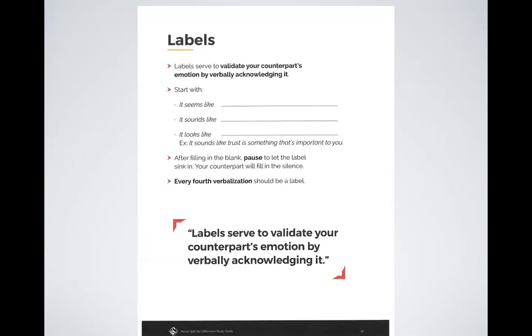Labels serve to validate your counterpart's emotion by verbally acknowledging it. Start with, it seems like you're upset today. It seems like you feel that something really hasn't gone the way it should have gone. And then silence, and allow them to respond and be acknowledged and be heard. It sounds like, it looks like. Not, I see that, or I'm seeing that, because that ends up personalizing it to you. After filling in the blank, pause to let the label sink in. Your counterpart will fill in the silence. Every fourth verbalization should be a label.